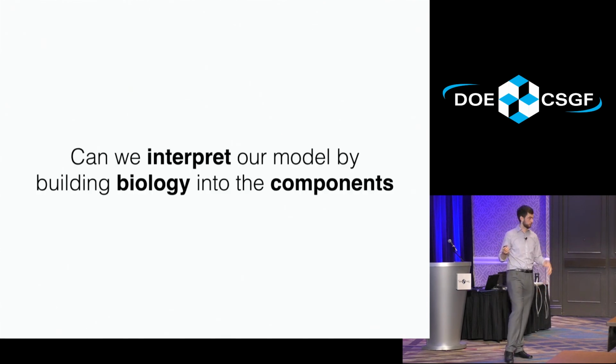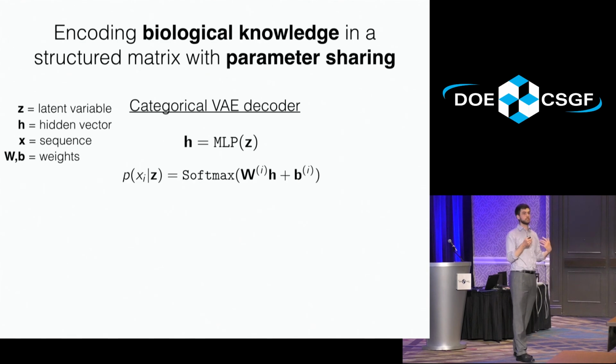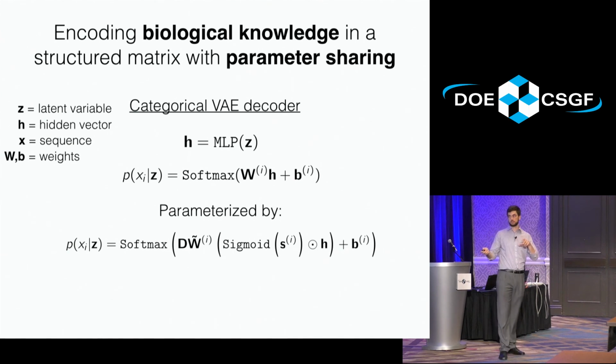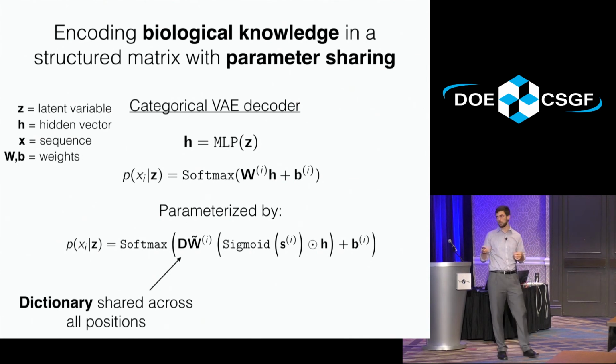So can we interpret what this model is doing? What we did is we built in priors that take into account our knowledge of biology. So this is the decoding process. We have a latent variable that's mapped through some nonlinear mapping with weights, creates a hidden vector, and then it generates a distribution around a given site. So we parameterize this W, or this line right here, via this. It has two parts, which I'll go through real quickly.